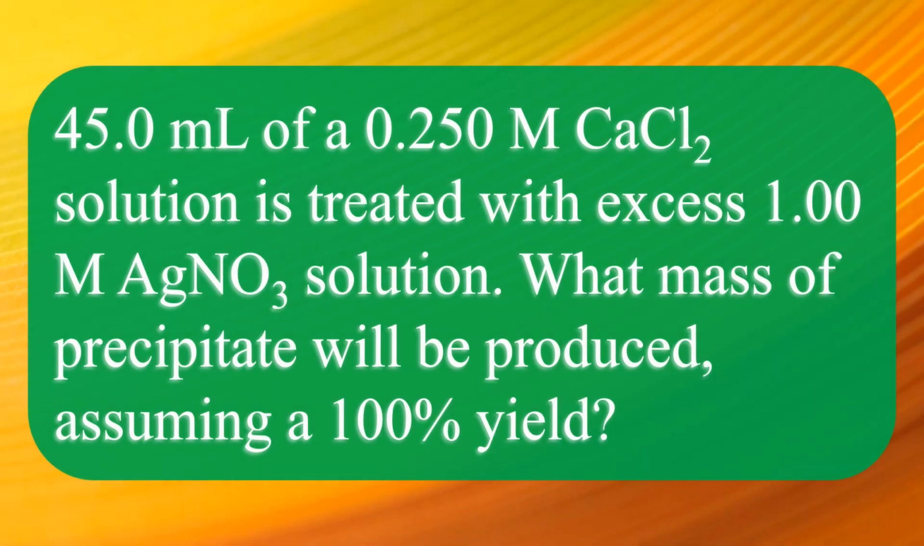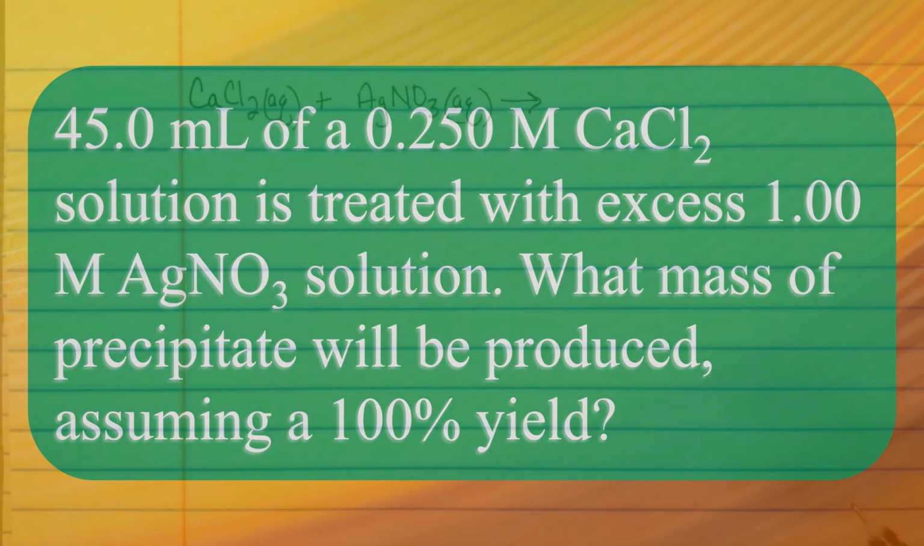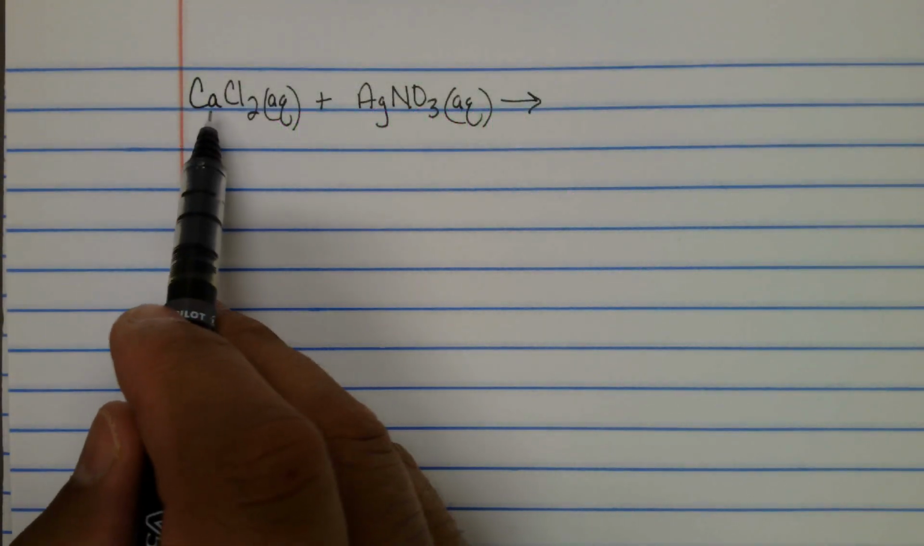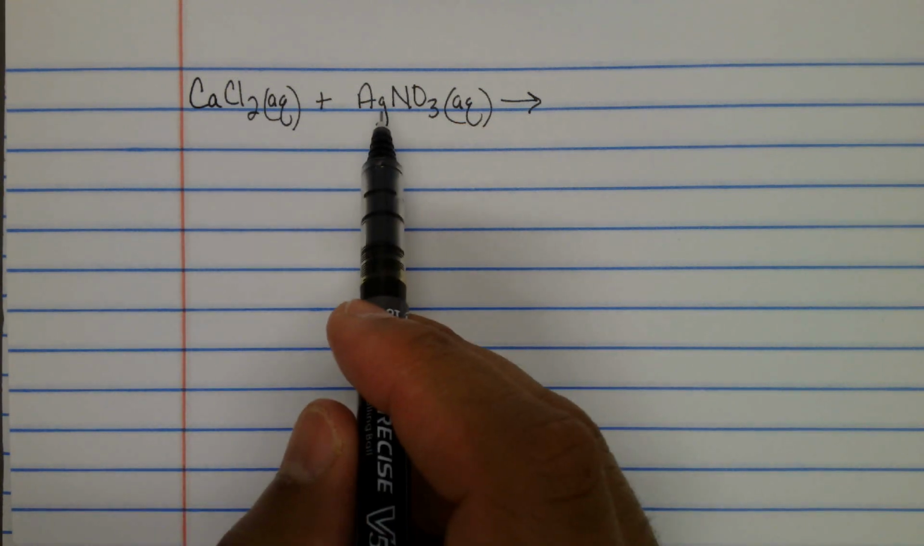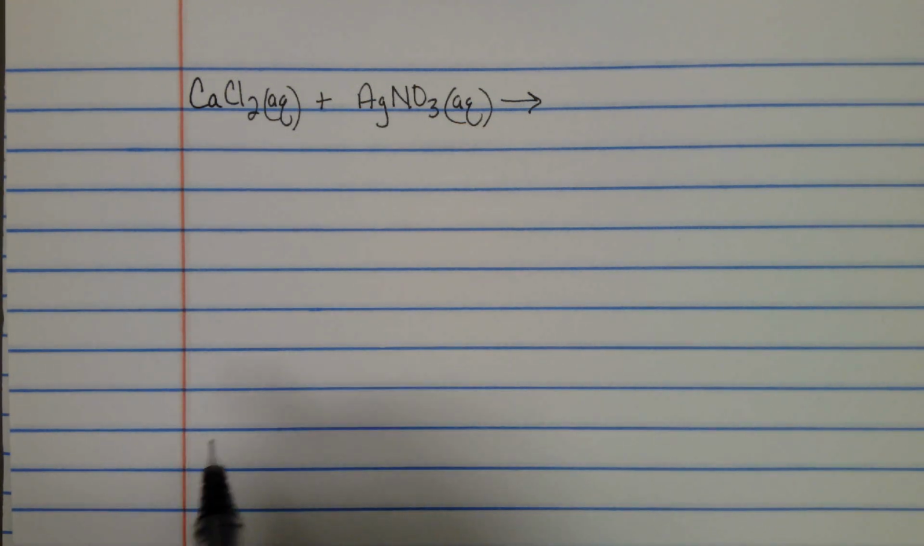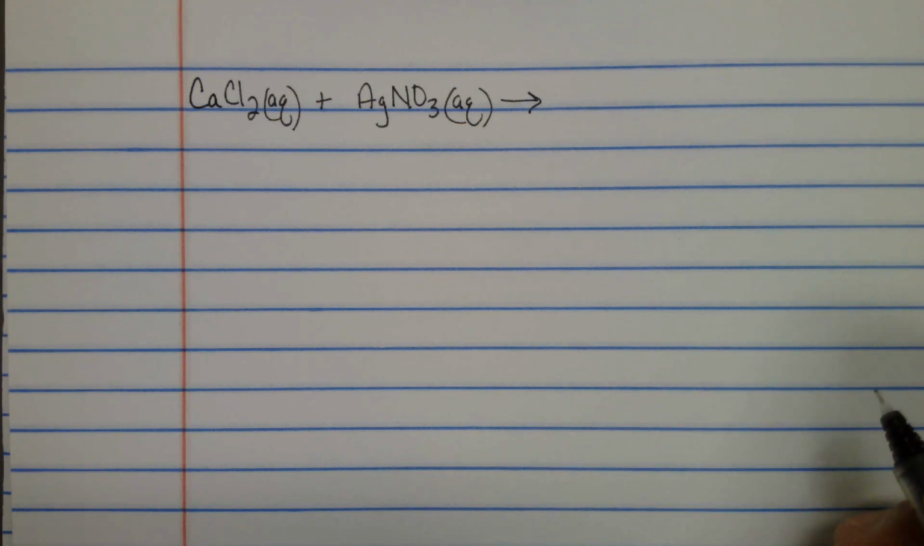45.0 milliliters of a 0.250 molar calcium chloride solution is treated with excess 1.00 molar silver nitrate solution. What mass of precipitate will be produced, assuming a 100% yield? So the problem tells us that we have calcium chloride reacting with silver nitrate, and we want to find the precipitate formed, the mass of precipitate formed.